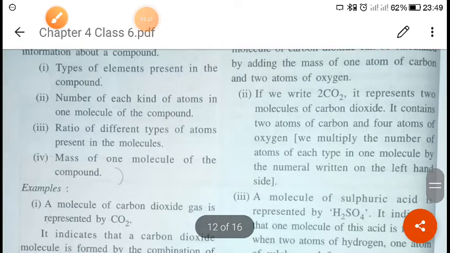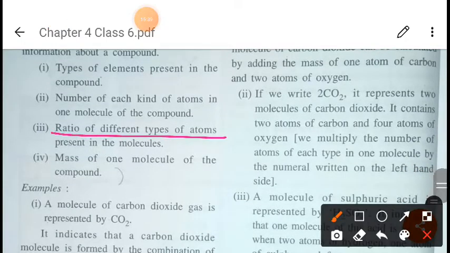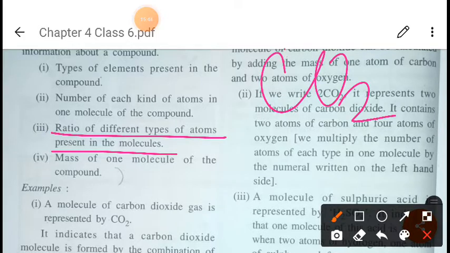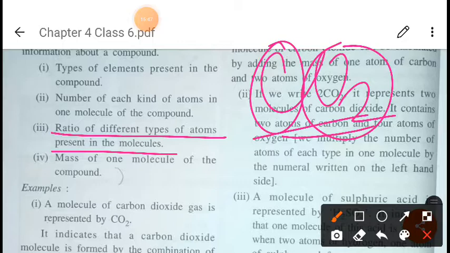Now next is the ratio of different types of atoms present in the molecule. What is the ratio? Suppose CO2, here the ratio is 1 to 2, right? So from this formula we can also identify the ratio.